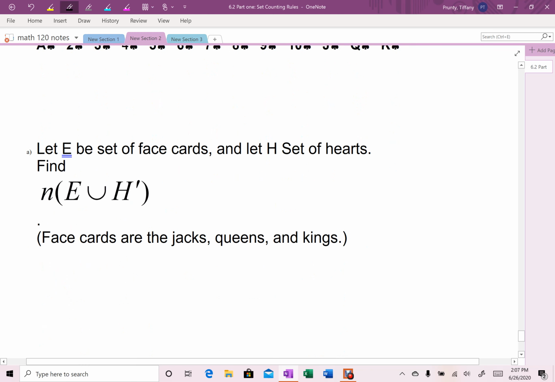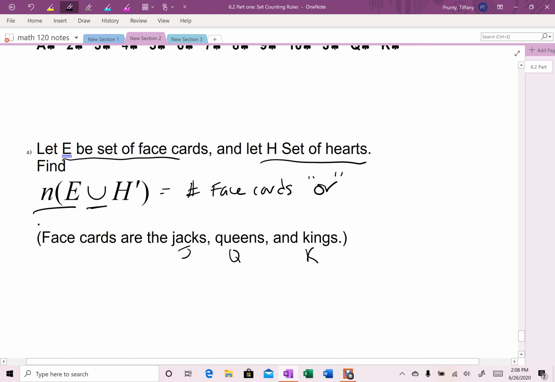All right, so we have our face cards, which are our J, Q, and kings, K. So face cards are just the J's, the K's, and the Q's. All right, jacks, queens, and kings. And our H is our set of hearts. And so what we're looking for, well, we want the number of, because that's the count, number of face cards, E stands for face cards, or, that symbol means or, not a heart.